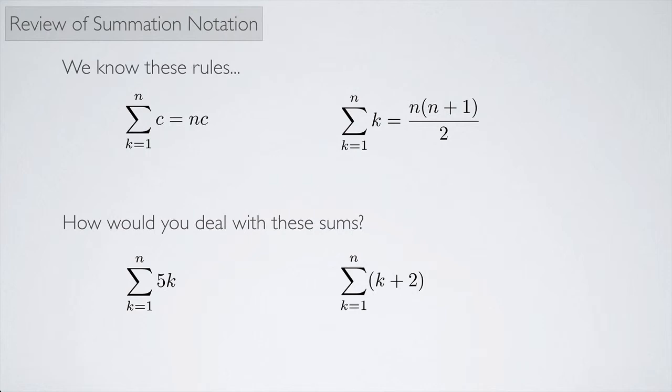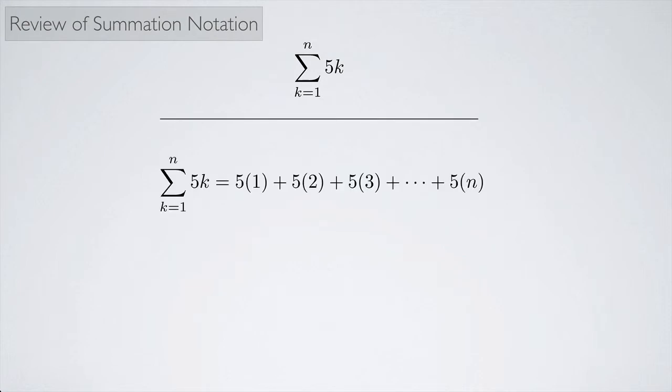So we saw before how to do this when we actually had a number for n on top, but what if we don't? What if it's just n in general? Okay, so let's look at the sum from k equals 1 to n of 5k. So that would look something like this. We would have 5 times 1 plus 5 times 2 plus 5 times 3 all the way up to 5 times n. And these are the terms we're adding together.